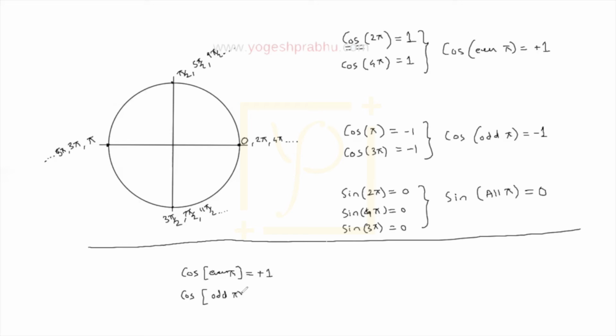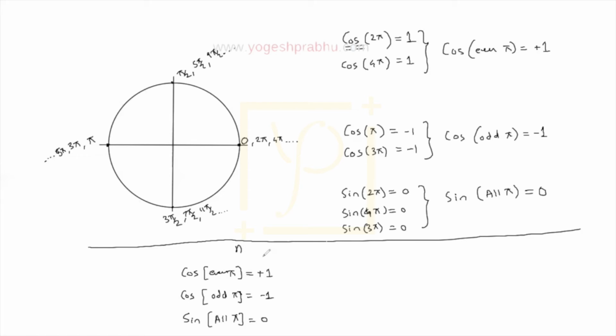Okay, cos of odd pi is going to be minus 1. That's the conclusion. We already have it here. And sine of all pi, any number you have, you find out pi, it is 0. Of course, I'm talking about a full number. You can say integer if you want. So let's just say n.